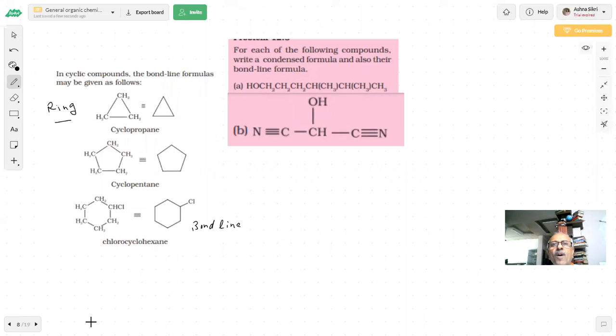Okay, now on the screen is a question for us. For each of the following compounds, write the condensed form and also the bond line representations for these formulas. You have 1 minute for these questions.